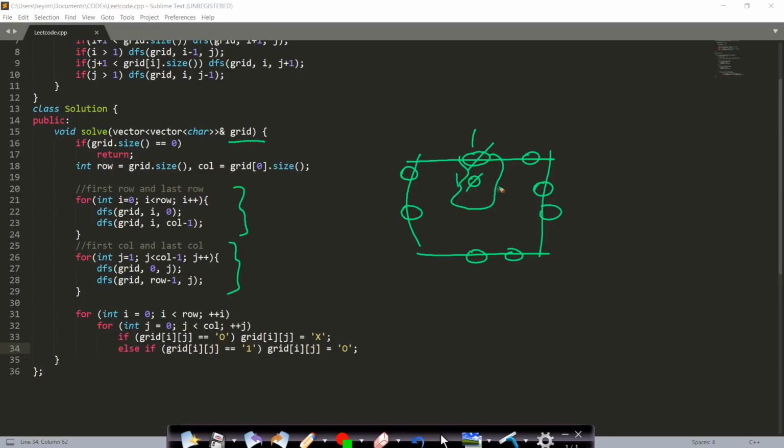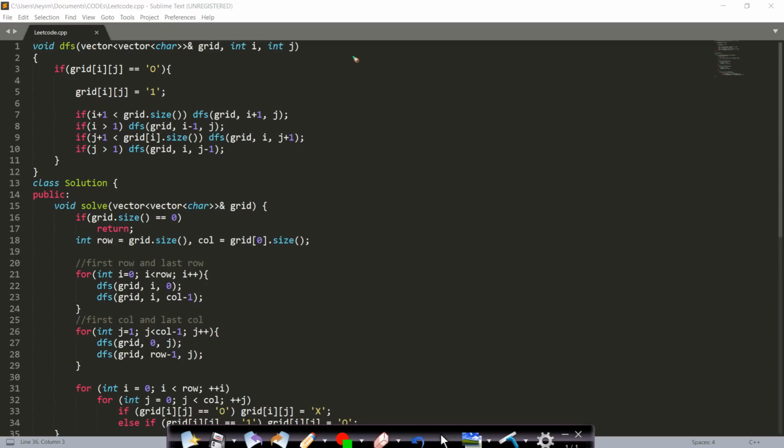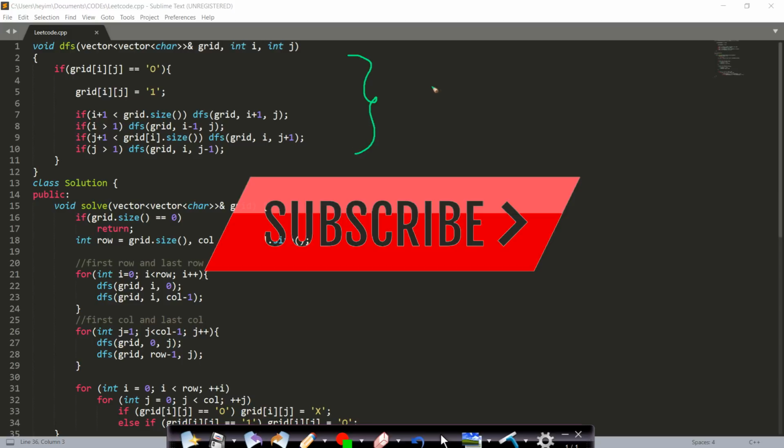After marking all the invalid regions as 1, we iterate over all the elements, and if we find grid at i, j equals 0, this means it is a valid candidate which can be converted to X, so it will be converted to X. Otherwise, if we find a 1, it means that this was a 0 which was invalid, therefore we will convert it back to 0. So this is the entire second approach. And this is the DFS call for this approach for marking all the invalid 0 regions as 1. I hope you understood both the methods.